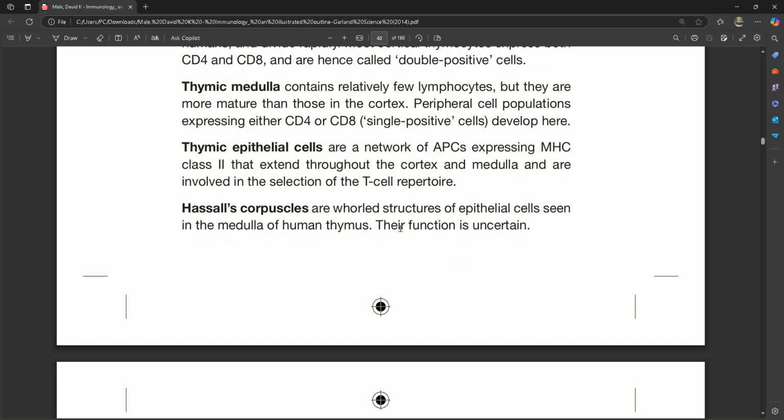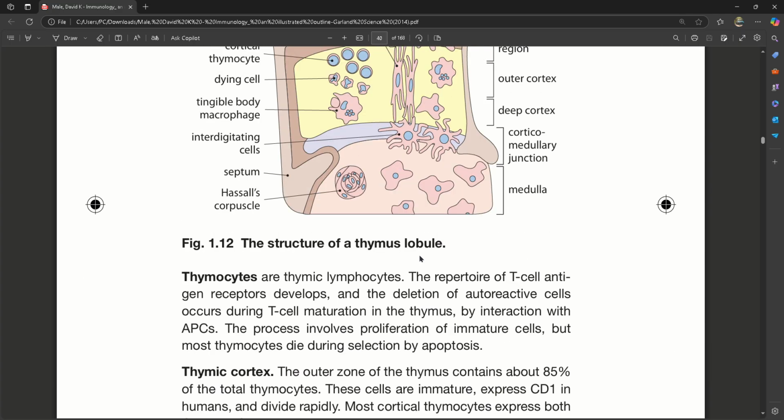Basal corpuscles are walled structures of epithelial cells seen in the medulla of the human thymus. Their function is uncertain. So, basal corpuscles.